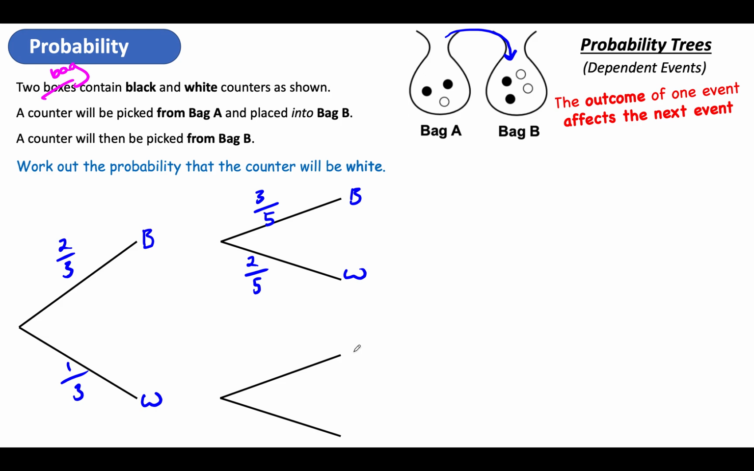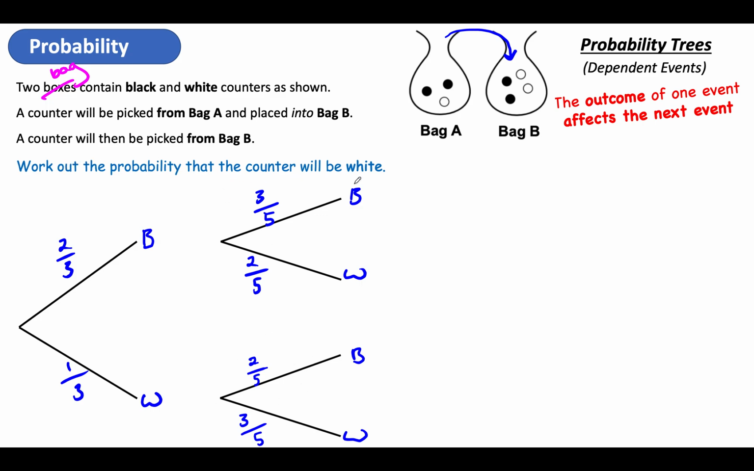Okay, bottom set of branches. So this bottom set of branches, we could then get a black and white, obviously. If we come down here, we have picked the white counter, the 1 white counter out of that bag and put it into B. So there is now 1 more white counter. So there are now 3 white counters out of the 5 counters that are now in there because we've added a counter to bag B. Yeah, we took the white one, we added it to B. But there's still only the 2 black counters out of the 5 counters that are now there. 2/5, 3/5, that adds up to a whole.